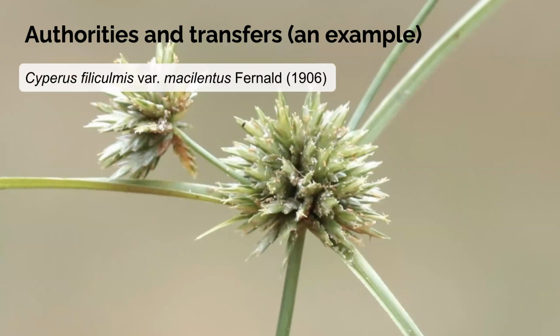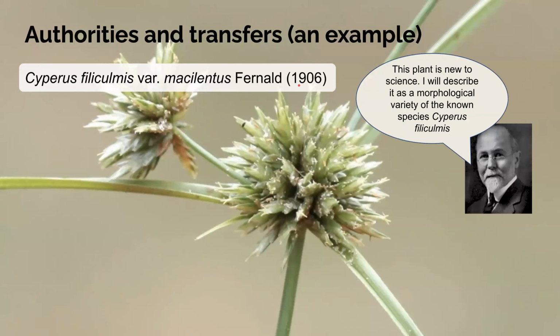And so a little bit more about these transfers here. So the transfer of Nymphoides cambodiana from Valarsia was a transfer. Here's an example of a transfer. This is a name established in 1906, Cyperus filiculmus variety Massilentus. We didn't talk about variety yet. This is a category under the level of species. So Cyperus filiculmus is the species and variety is a subdivision within the species. So variety Massilentus, named by this person called Fernald in 1906.